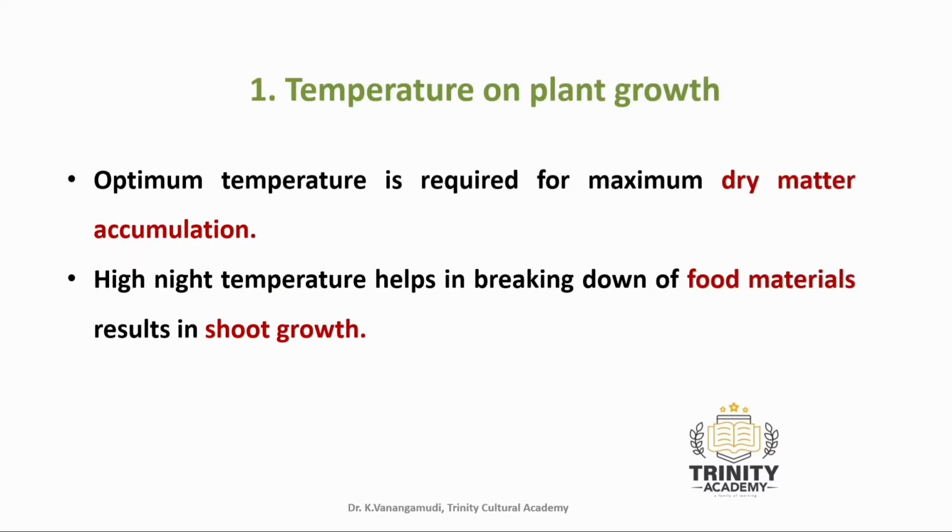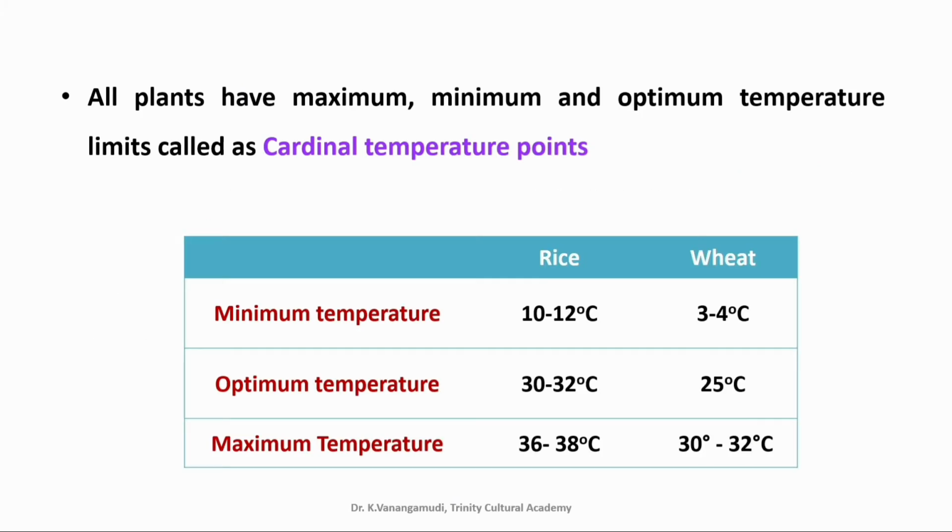I will discuss now the first factor, that is temperature, which influences the accumulation of dry matter as well as breaking of food materials to increase growth of all plant parts. Cardinal temperature for different crops was already discussed in chapter 1 of crop production. Here I will explain again. When compared to rice, wheat needs an optimum temperature of 25 degrees Celsius.